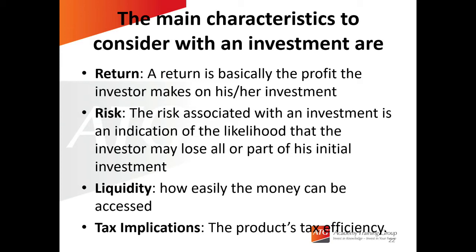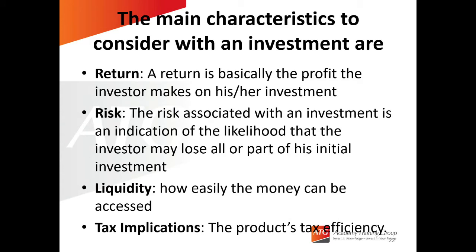Liquidity. How easily can that money be accessed? As I mentioned earlier, you've got unit trusts, endowments, deposits, fixed deposits from the banks. When you are making these investments, you also need to inquire how quickly you are able to access those monies. Sometimes there are limited amounts of withdrawals that can be made from such investments, so please make sure that you check what liquidity options are available. Then lastly, we've got tax implications. That's basically which product has tax efficiency. Tax efficiency is how much tax you are going to be charged on the growth of that investment, and when it will be payable.